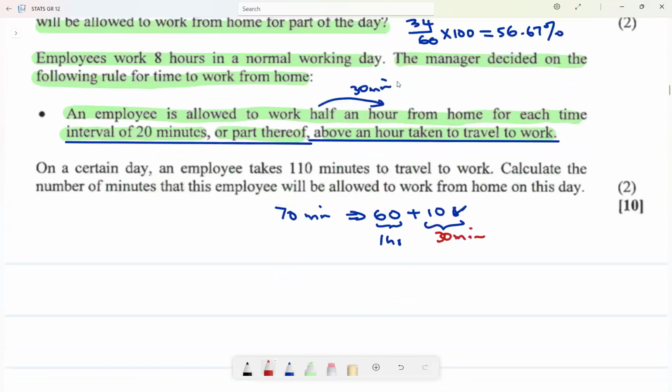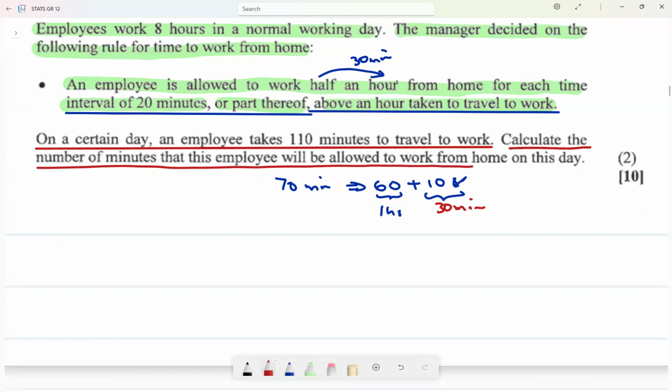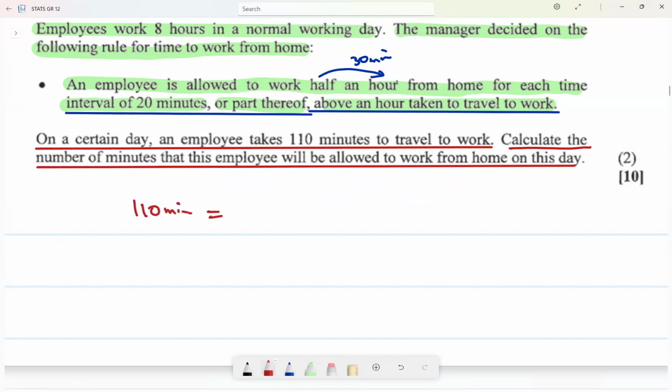So here, on a certain day, an employee takes 110 minutes to travel to work. Calculate the number of minutes that this employee will be allowed to work from home on this day. So we agree that if this particular person travels 110 minutes, an hour is 60 minutes, plus 20 minutes, let's check. This is 80, plus another 20 minutes, this is 100, plus another 10 minutes.